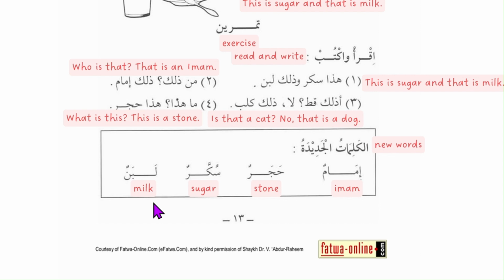Great job! You have now added that to your Arabic vocabulary. Keep practicing the examples from the book. Pay attention to whether things are near or far, and you will be using Haadha and Dhalika correctly in no time.